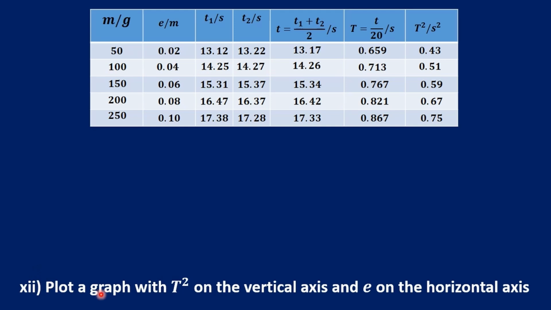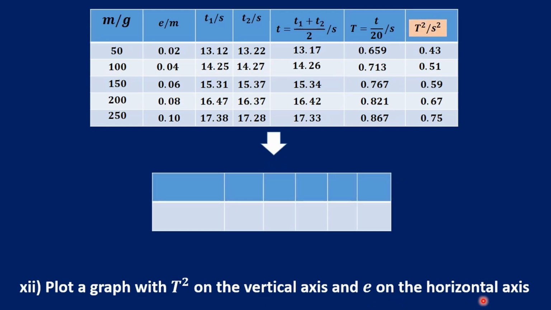Now we are going to plot a graph with t-squared on the vertical axis and e on the horizontal axis. So we need the values of t-squared, and they are decimals. We can easily convert them to standard form by moving the point 1, 2 to the right. So we have 43 times 10 exponent negative 2 and the unit is second squared.